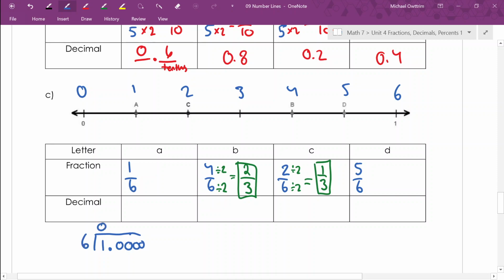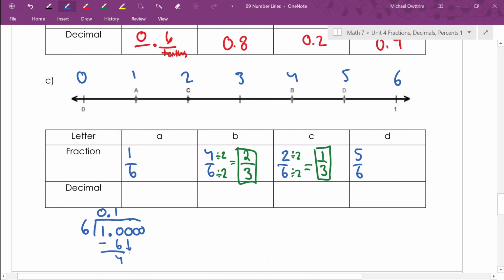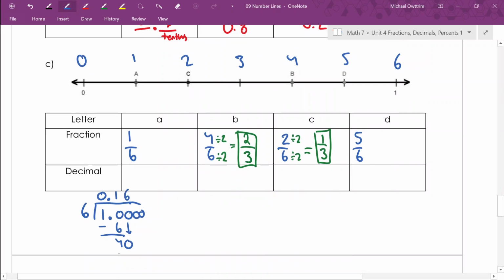6 goes into 1, 0 times, decimal. 6 goes into 10, 1 time, creating 6, taking away leaves us with 4, bring down the 0. 6 goes into 40, 6 times, leaving us with 36, taking away leaves us with 4. And you might notice we're now in a loop. So 1/6 is 0.16 repeating. Notice the repeating bar only goes over the 6 and not the 1.